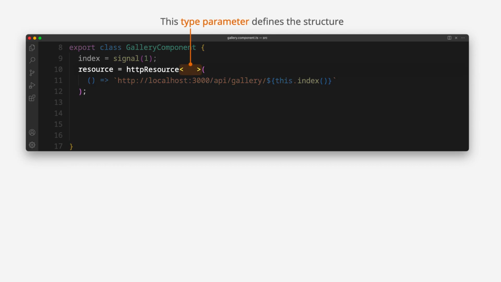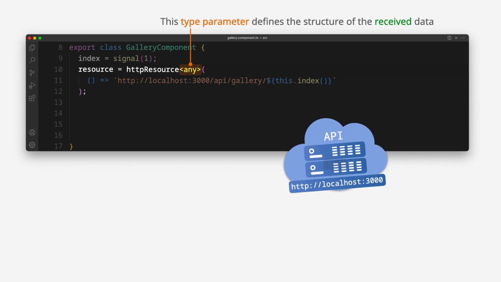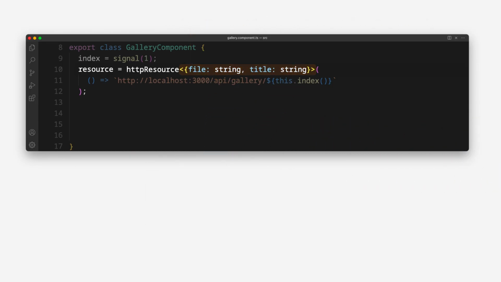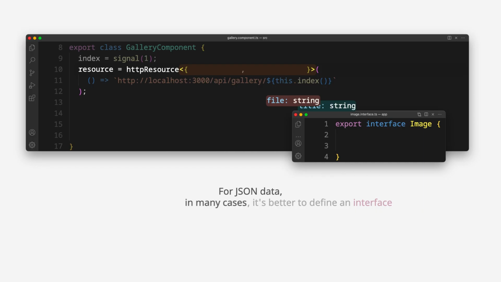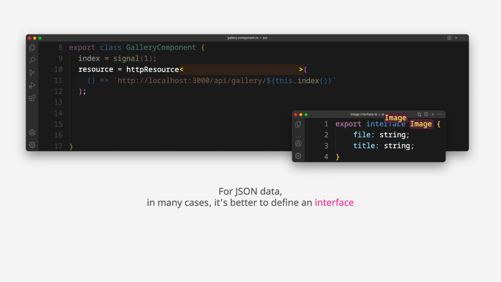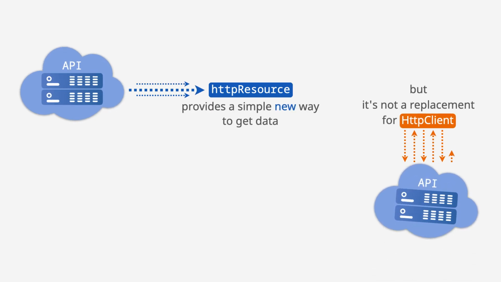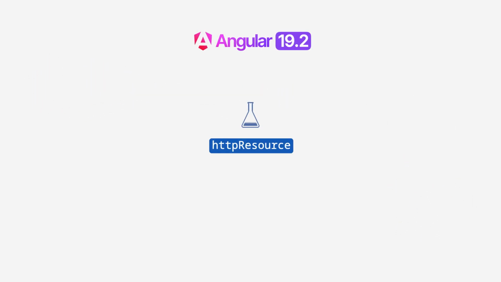This type parameter defines the structure of the received data. For JSON data, in many cases, it's better to define an interface. HTTP resource provides a simple new way to get data, but it's not a replacement for HTTP client. HTTP resource is an experimental feature and may change.